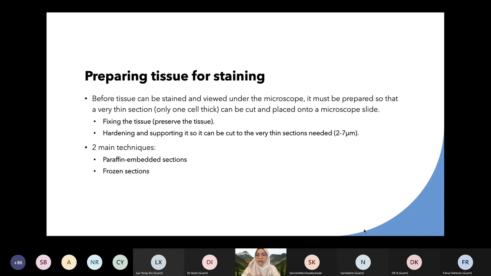There are two main techniques that we usually use in the lab. First, the paraffin embedded sections technique. This is the most common technique that we use for almost all of our tissues. Second, the frozen sections technique. This one is specifically for fresh tissue only.